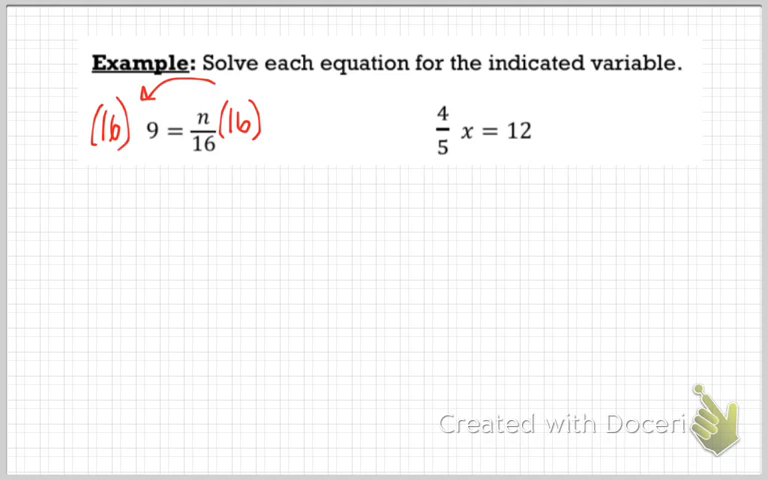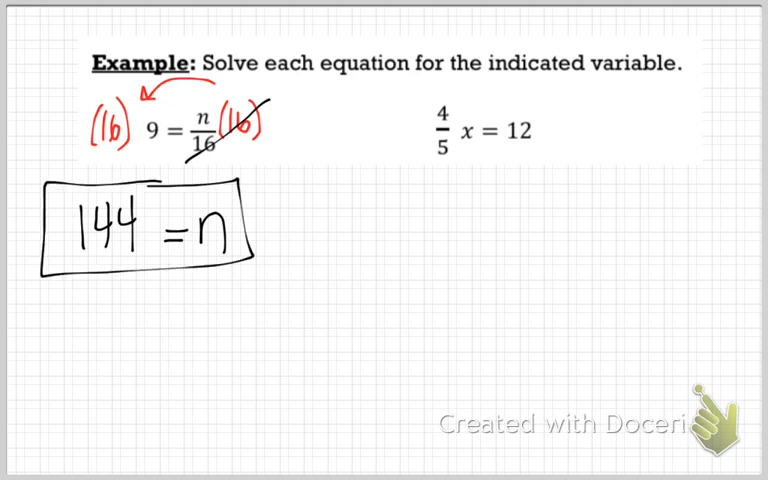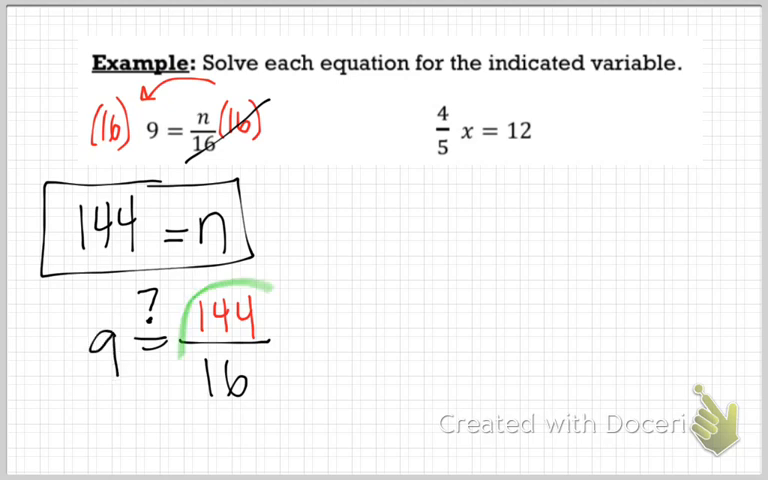Okay. In doing that, we get that these two cancel out. So what's free is our n. So n equals 144. And that's our answer. Again, Miss, how do you check this? Substitute. Replace the variable with the value. And we're trying to check, is this really going to give us 9? Well, if you type this into your calculator, you'll see that, yeah, 144 over 16 does give you 9.